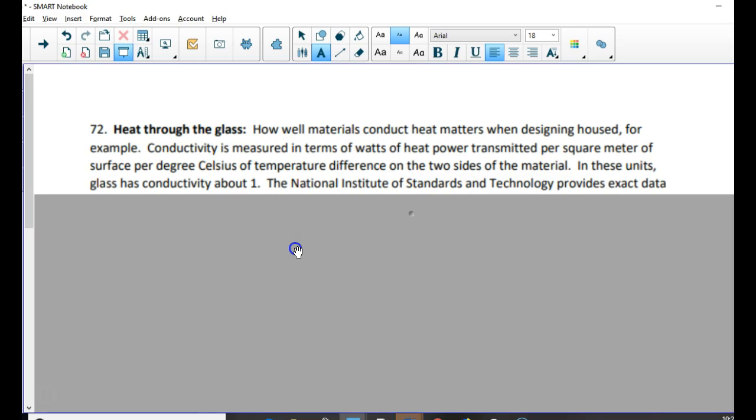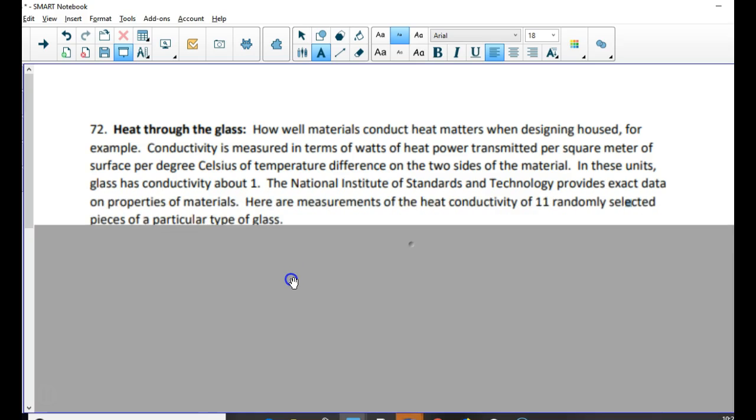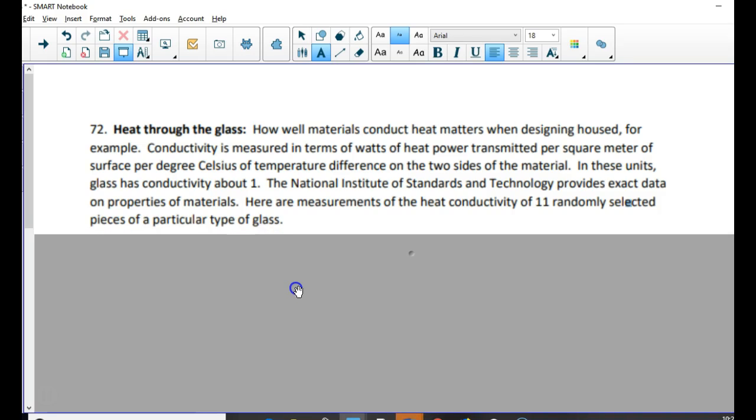The National Institute of Standards and Technology provides exact data on properties of materials. Here are the measurements of the heat conductivity of 11 randomly selected pieces of a particular type of glass.